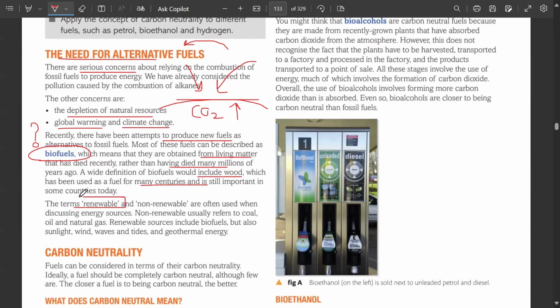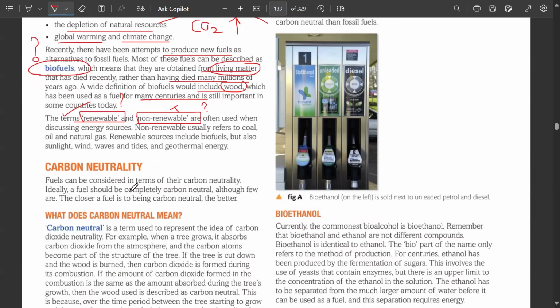And the terms renewable and non-renewable, what is the difference between these two terms? Renewable can be replenished within a human lifetime. Non-renewable can't. Exactly. ठीक है, they can be reused, they can't be reused. और बायोफ्यूल्स क्या होते हैं? जैसे लिविंग मैटर के डिकम्पोजिशन से प्लांट्स, प्लैंक्टन्स, वुड से यूज हो रहा है.